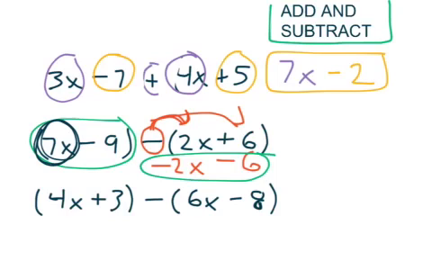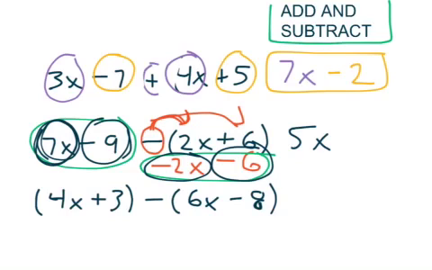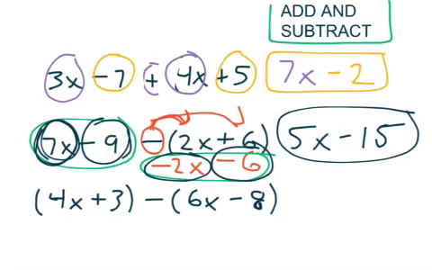So let's see what I end up with here. The 7x minus 2x is 5x. And the minus 9 minus 6, now be careful, they're both minuses, right? They're both negatives. So because they're like numbers, we're going to add and get a bigger minus. So we're going to end up with a minus 15. That's how it's done. So now pause the video, guys, and try the last problem on the screen.